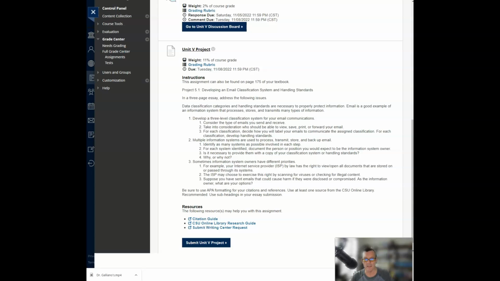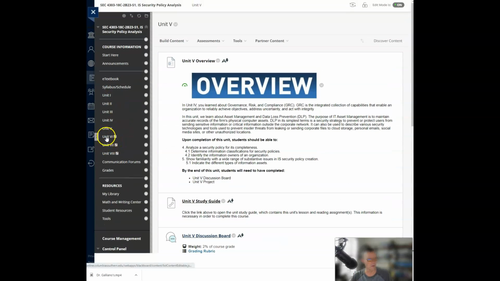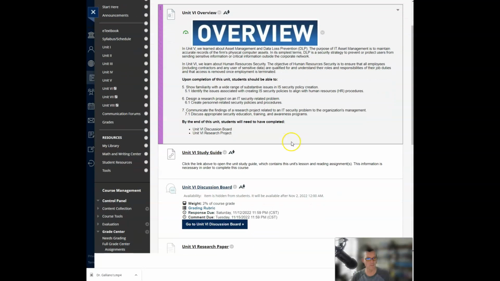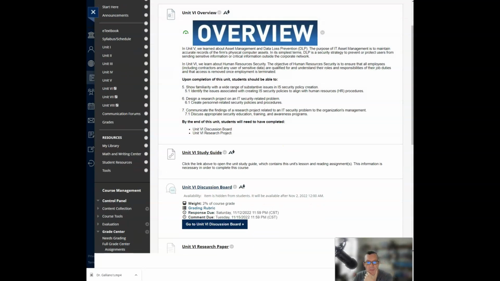So in Unit 6, we talk about information security policies associated with employees. So I'm going to move over to Unit 6 here in the course. And we had three major outcomes. One, show familiarity with a wide range of substantive issues in IS security policy creation. And 5.1 shows us that we're going to do that in the context of aligning our policies with human resources, right? Because human resources takes care of employees.